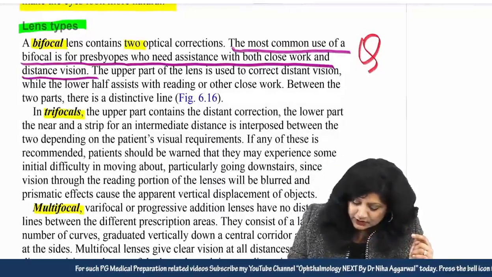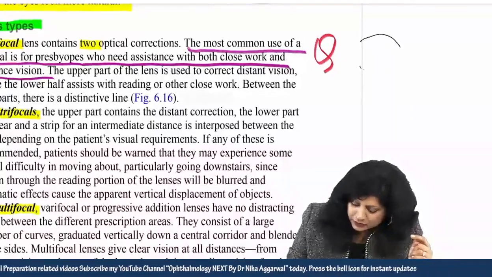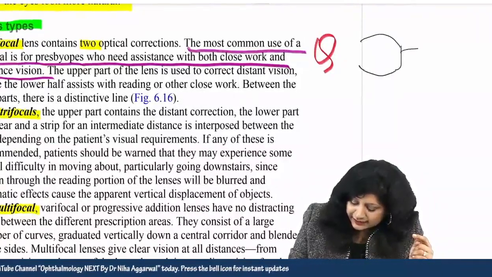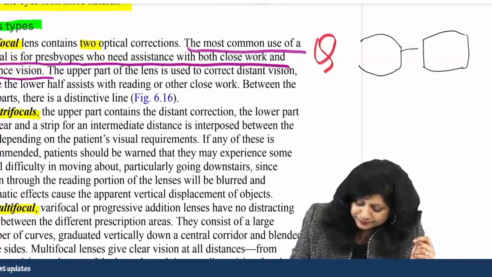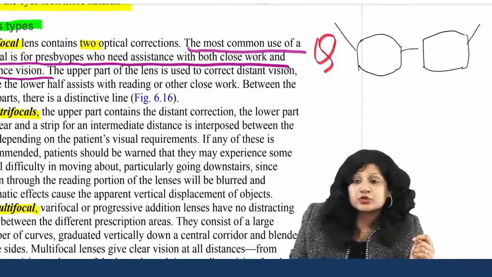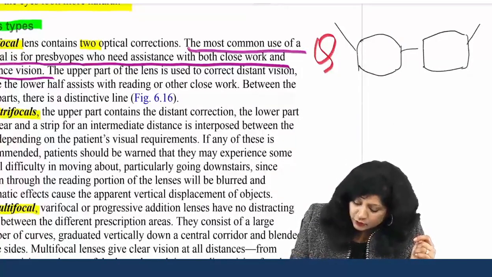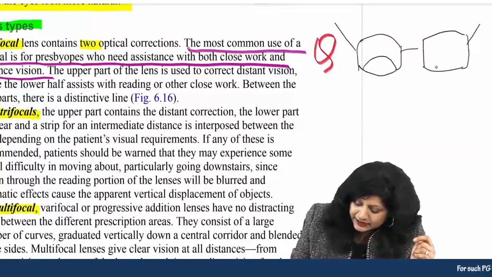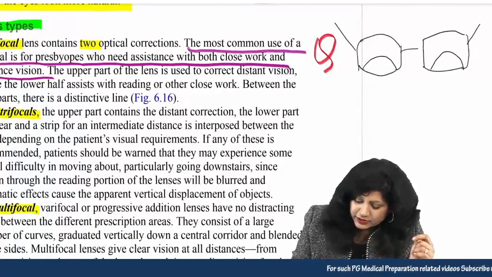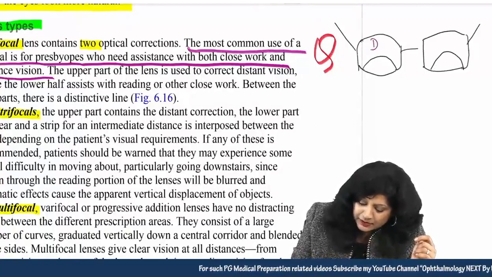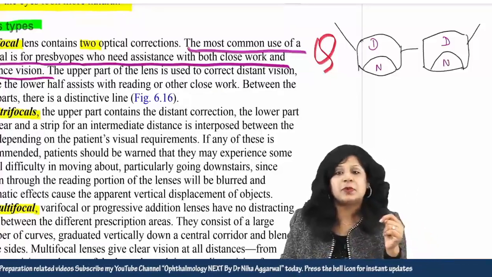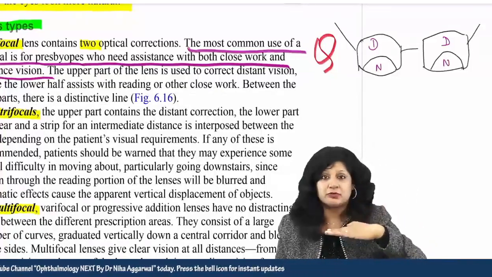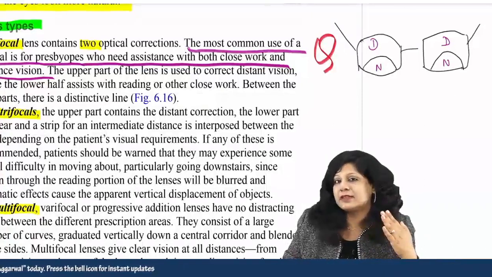If I draw it, so if this is the kind of spectacle that is available, something like this. Usually you have got two parts. One is the near correction, something like this, and this is your distance correction. So the upper one is for the distance and the lower one is for the near, because when you are doing the near work, you are supposed to look down. That is why it is always something like this.